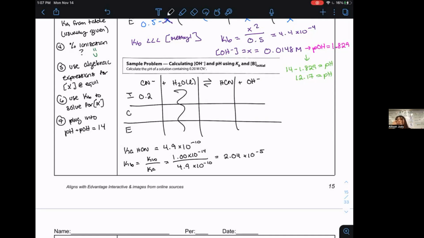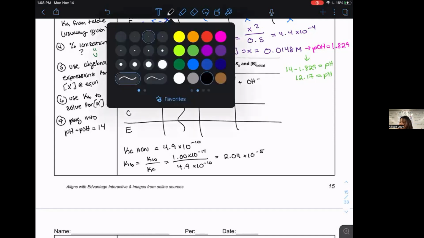How many of you went back to your previous notes, the tables? How many of you remembered to go back to that page? Okay, awesome. That's why I told you to bookmark it. So now you will have your given Kb, and now you can move forward.